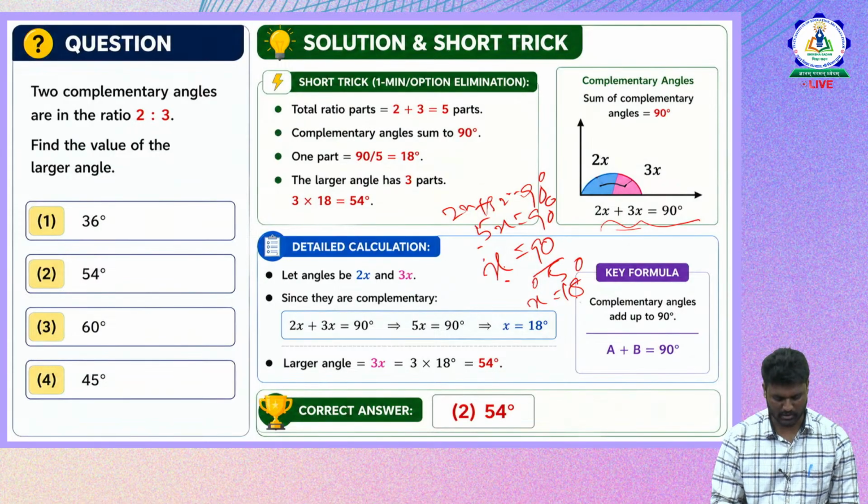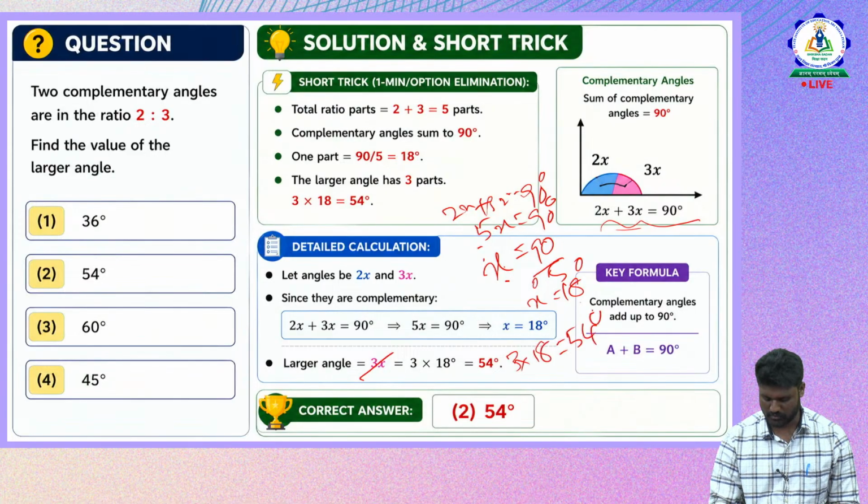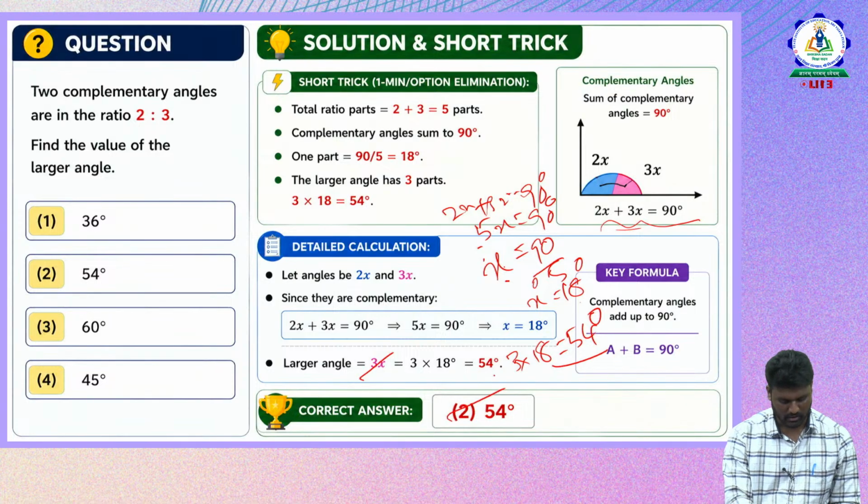Now what is the larger value here? Out of the 2 parts and 3 parts, which is the larger one? 3x. If we multiply 3 into 18, we get 54 degrees. Option 2 is the correct answer, 54 degrees.